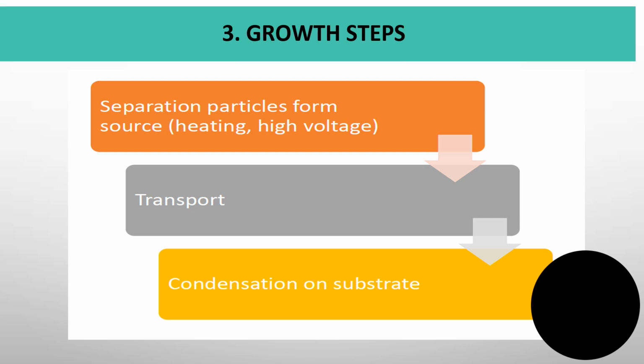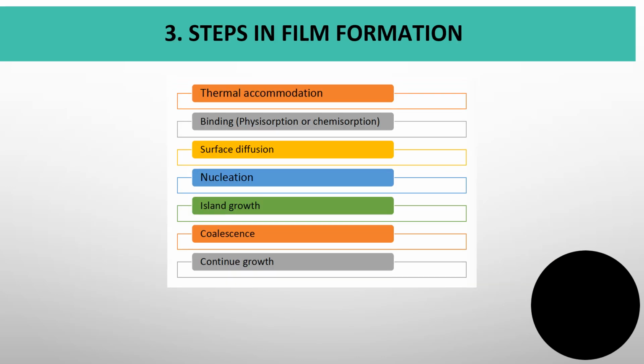So in a nutshell, we can say there are 3 steps. The first one is the separation of particles from the source, which means from the target. The target will vaporize some atoms or bombard some atoms, and then this atom is called an adatom. So this atom will be transported to the substrate where the condensation and also growth of thin film will occur.